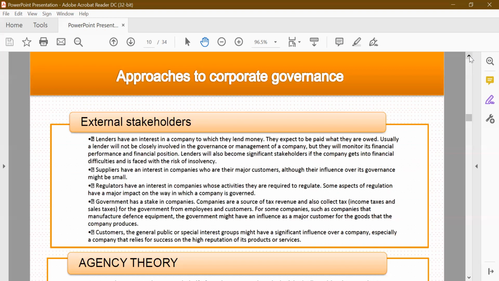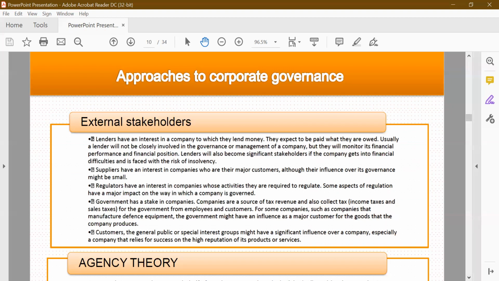So we've talked about lenders, we've talked about suppliers, we've talked about regulators, we've talked about governments, and we are moving now on to customers. So who are customers? Customers are basically people who buy from the company, right? And what are the customers interested in? The customers are different and might have varying interests. Some customers are interested in the value that the company gives them. Some customers might be interested in the mission of the company. There are different reasons behind the purchasing decisions of customers, right? So these are examples of external stakeholders.